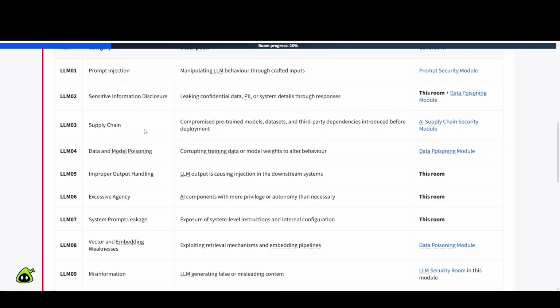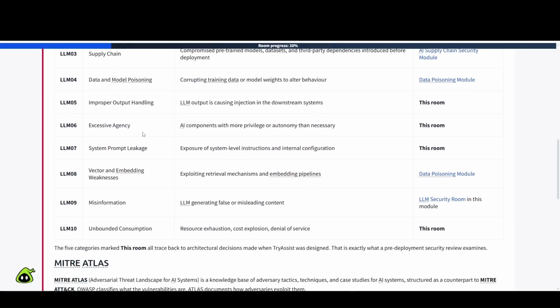It says this room plus data poisoning module. LLM03, supply chain: compromised pre-trained models, data sets, and third-party dependencies introduced before deployment. It's going to be in the AI supply chain security module. We have 04, data and model poisoning: corrupting training data or model weights to alter behavior. That's going to be the data poisoning module.